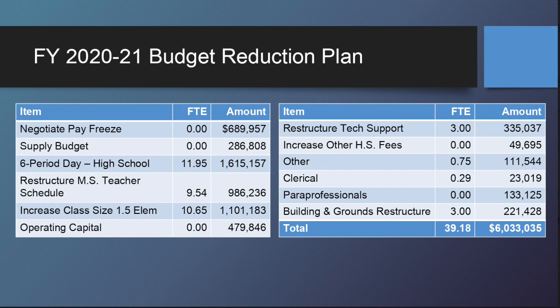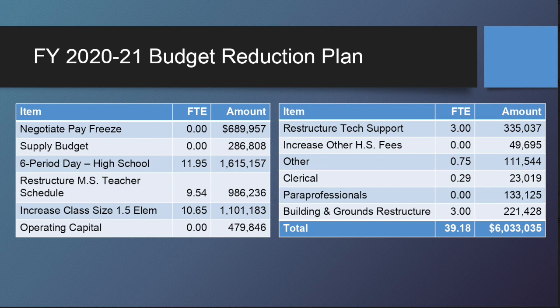Supply budgets will have no inflationary increase. In fact, it'll be a decrease, and it'll save $286,000. At the high school, a 6-period day is proposed and would save $1.6 million and reduce teaching staff by 18, but we'll need to add 6 paraprofessionals for supervision, which was previously handled by the teachers. This will bring a net reduction of 12 FTEs.